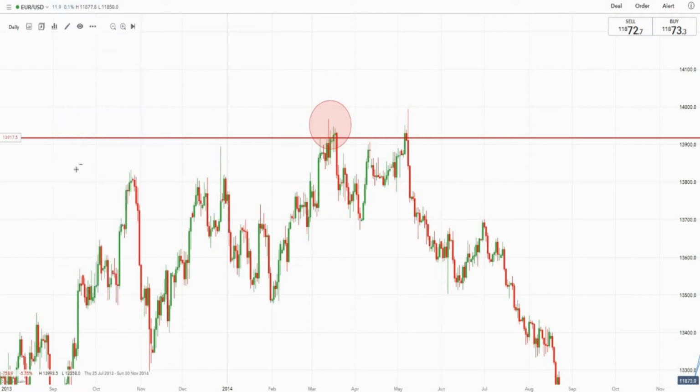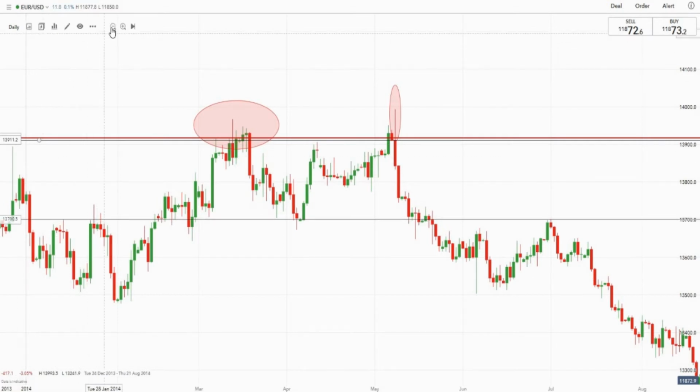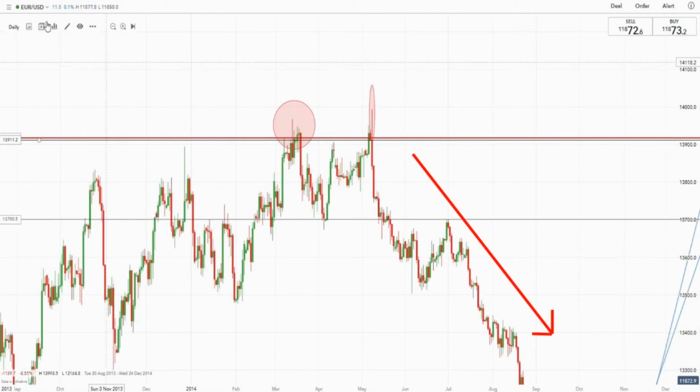The market price then sunk to 13,700, forming the neckline, before bouncing and heading right back up to that same 13,917 level, forming the second top. It is important to note here that although this wick is higher than the previous top, the body of the candlestick did not finish above the previous top, meaning that the pattern remained valid. The market price then broke down with heavy bearish momentum for a long period of time.